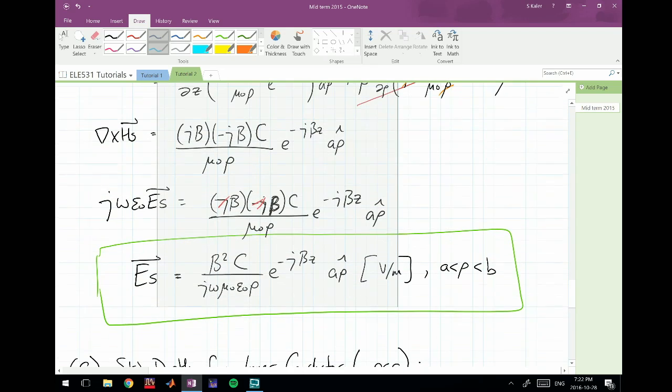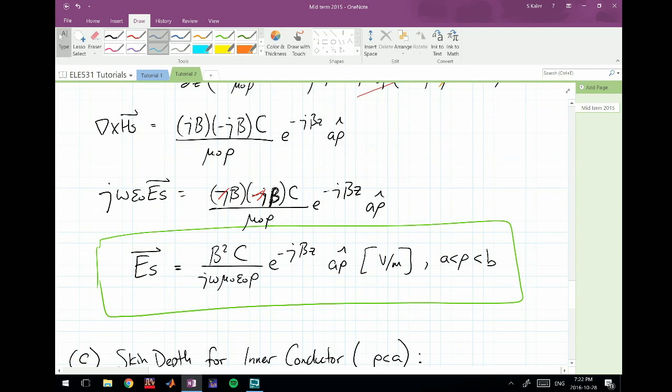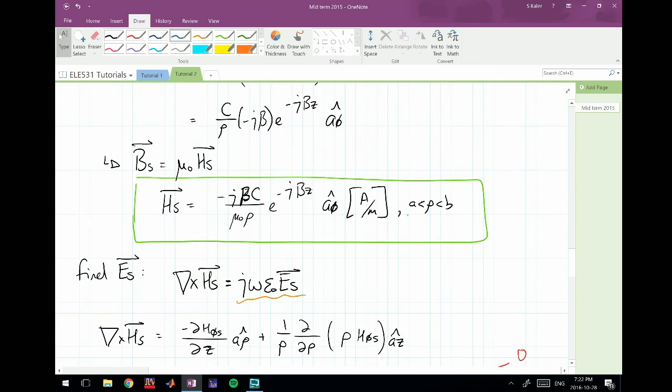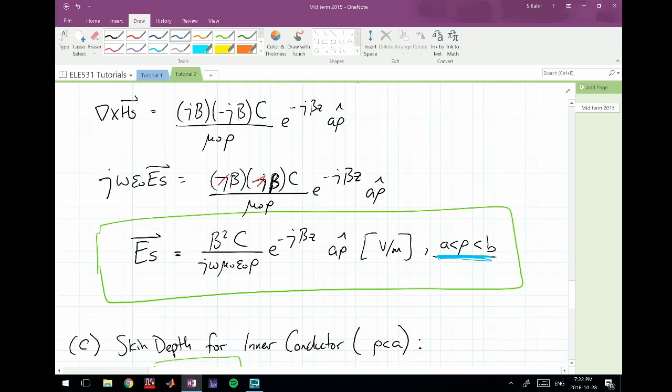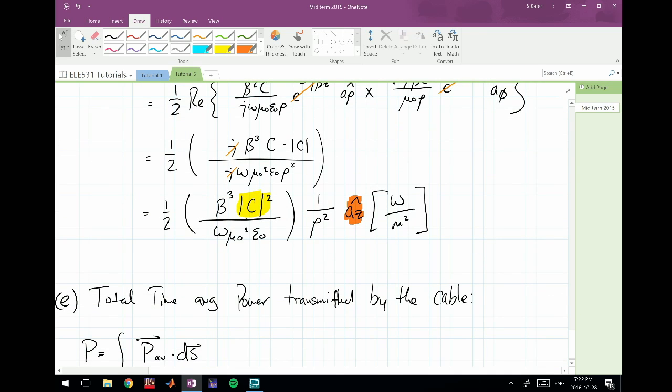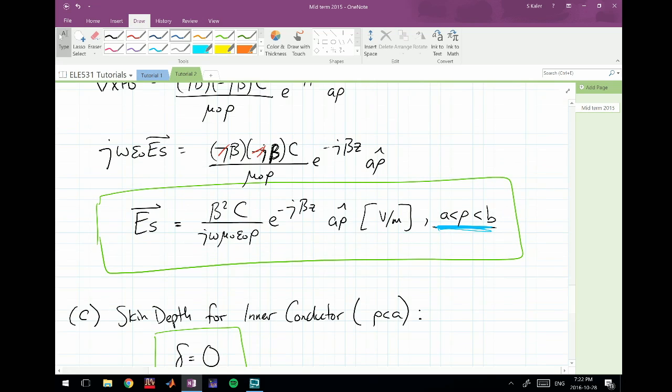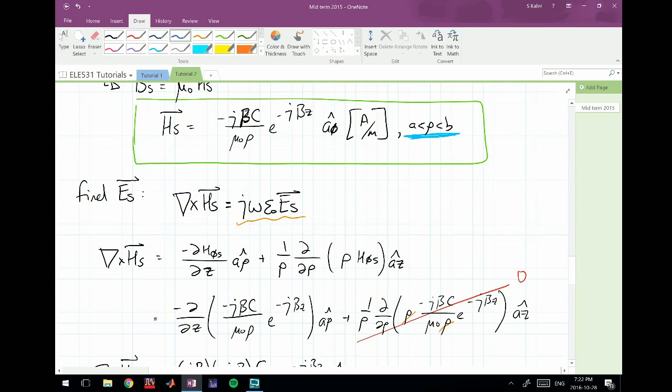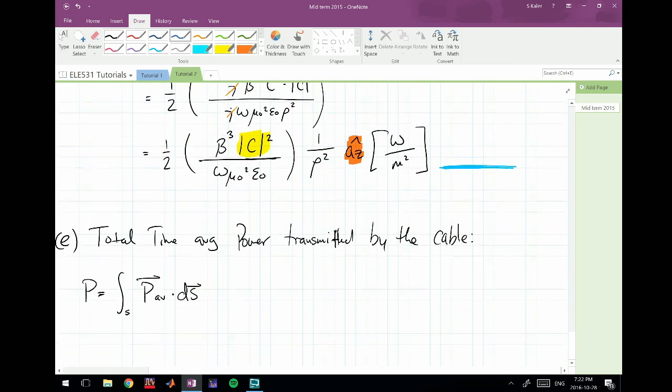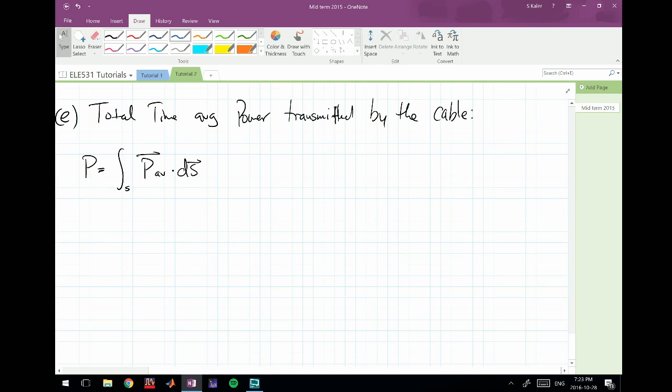What's happening here? This thing, and this thing. So where is my Poynting vector defined? If E and H are defined in these two regions, or this single region I should say, they're both defined in the same region, then where should my Poynting vector be defined? Same spot, A to B. So the only surface I can integrate is A to B.